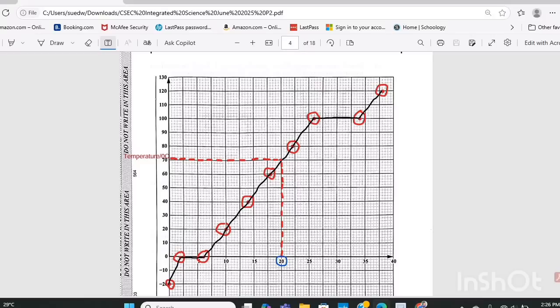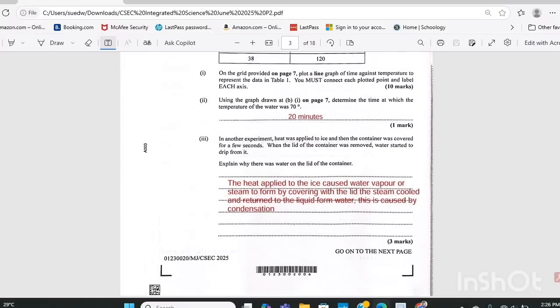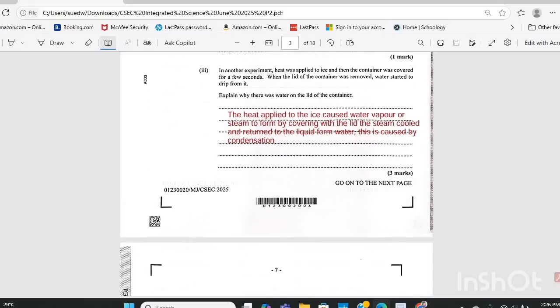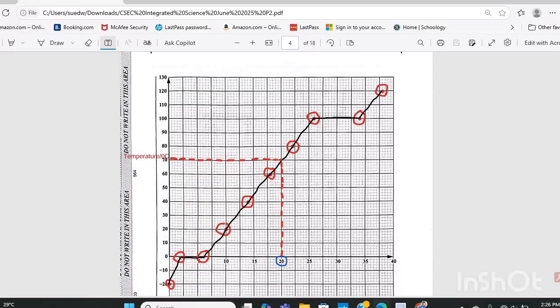And then for the second part of the question, and remember, it asks you to connect all the dots or the points. So hopefully everybody connected the points. It says, using the graph drawn, determine the time at which the temperature of the water was 70 degrees Celsius. Remember, in previous videos, I showed you how to find that information from your graph.